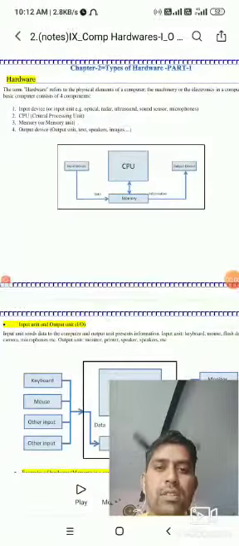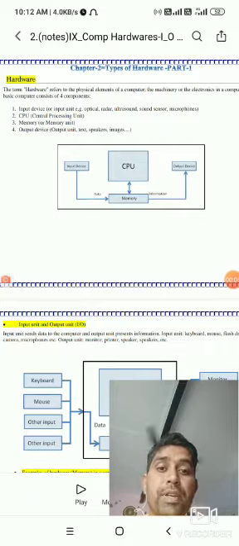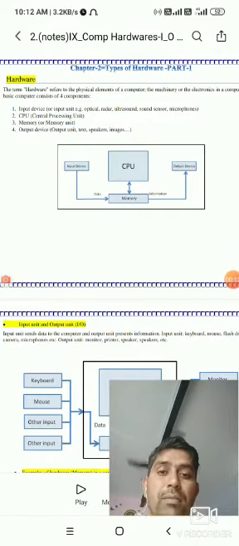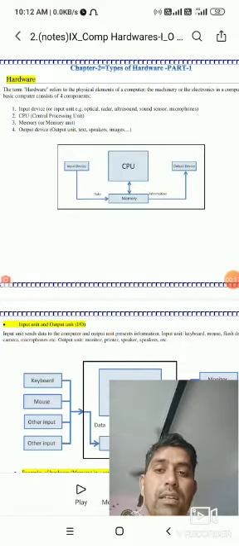Ninth students, today we are going to discuss chapter 2, that is computer hardware. What is computer hardware? Hardware refers to the physical elements of a computer system, or we can say the devices that we use externally are called or known as hardware.